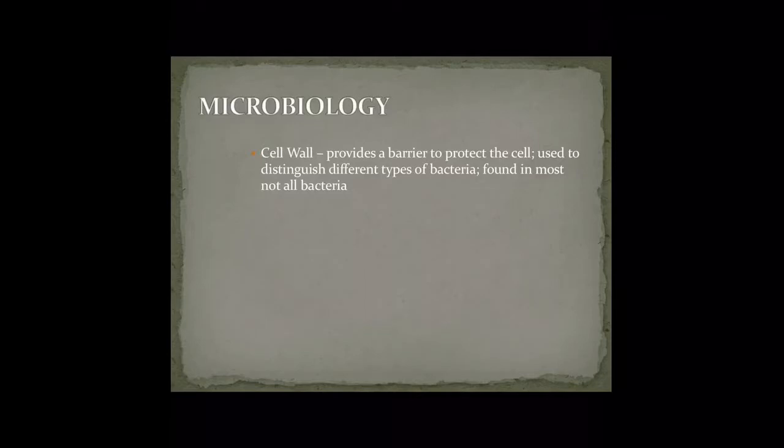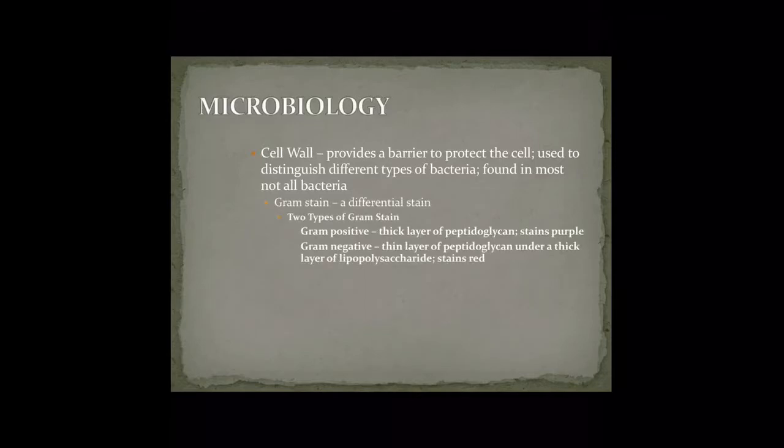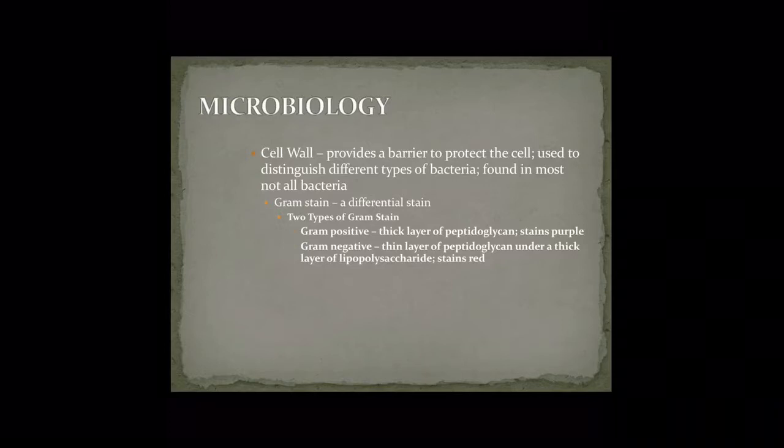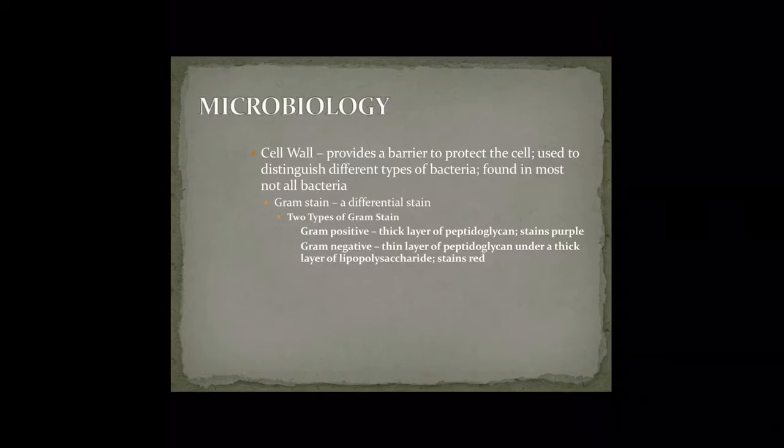Primarily, we distinguish bacteria by dividing them into gram-stain, whether or not they are gram-positive or gram-negative. Gram-positive have a cell wall that has a thick layer of peptidoglycan, and it causes the bacterial cell to stain purple. Gram-negative bacterial cells have a thin layer of peptidoglycan, making them stain red.